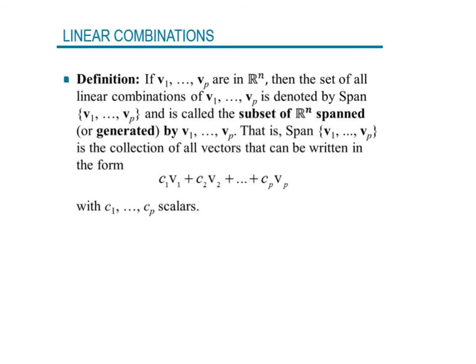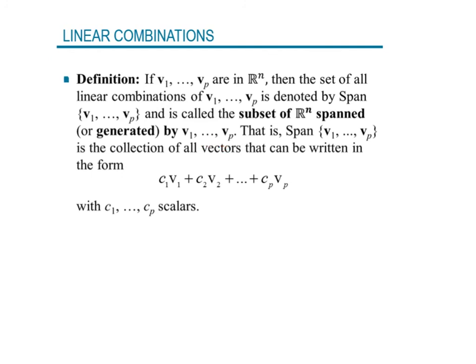On our next slide, we get another important definition. Linear combination was a couple slides ago, and now we have a definition for span. You will use this word throughout the semester. If I have a set of vectors in Rn, then the set of all linear combinations of those vectors is denoted by the span of that set. So we write span, and then the curly brackets, the vectors, and then close the curly brackets. That is called the subset of Rn spanned by, or generated by, the vectors v1 through vp.